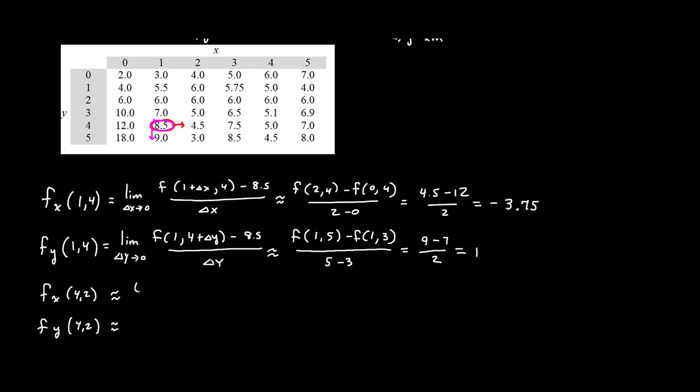Okay, so this is going to be 6 minus 6 over 2, which equals 0. 0 degrees Fahrenheit per inch, and that makes a lot of sense here because as we move in this direction, the function is not changing. So that's constant along y equals 2. F partial with respect to x is 0.